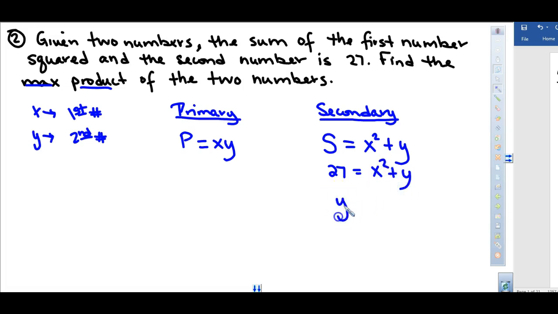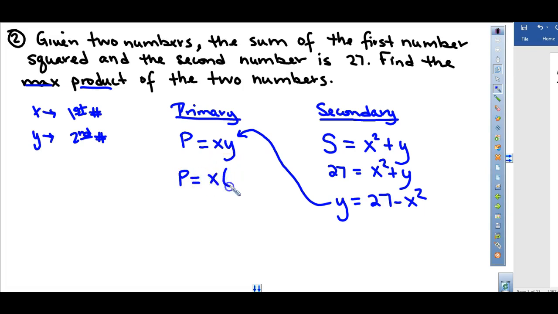And once I solve this for y, then I get that y is equal to 27 minus x squared. So now if I put this here in the place of y, then I now have p in terms of just one variable instead of two. So whatever you're going to differentiate, you just want in one variable here. Now I could use product rule here, but I think I'm just going to multiply everything out and use power rule.